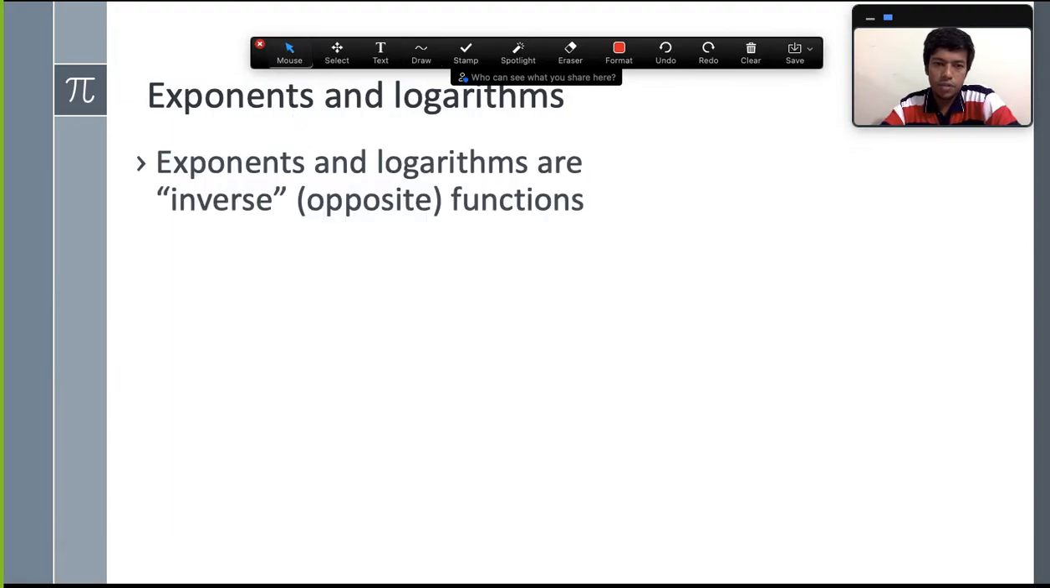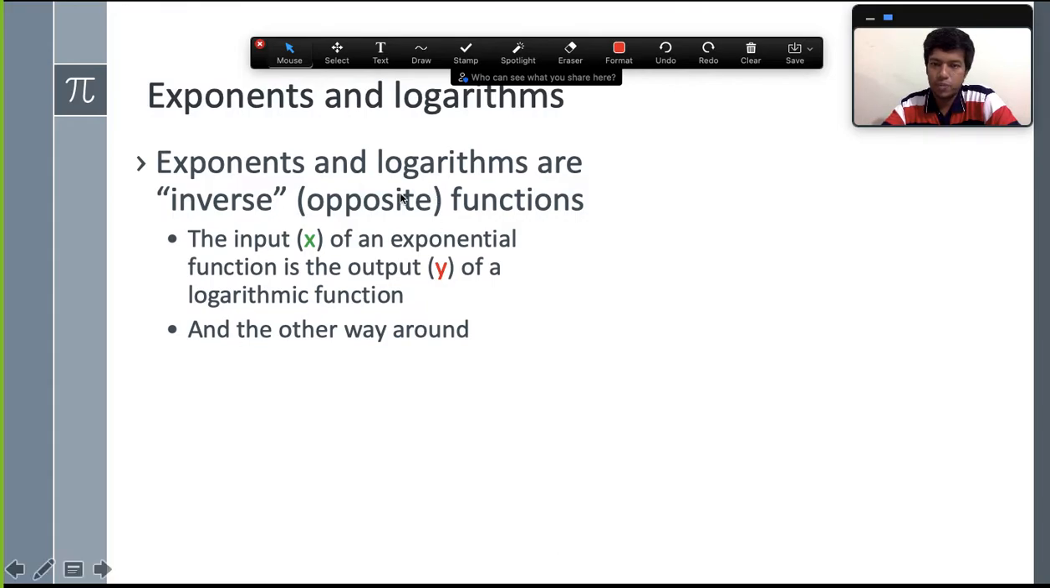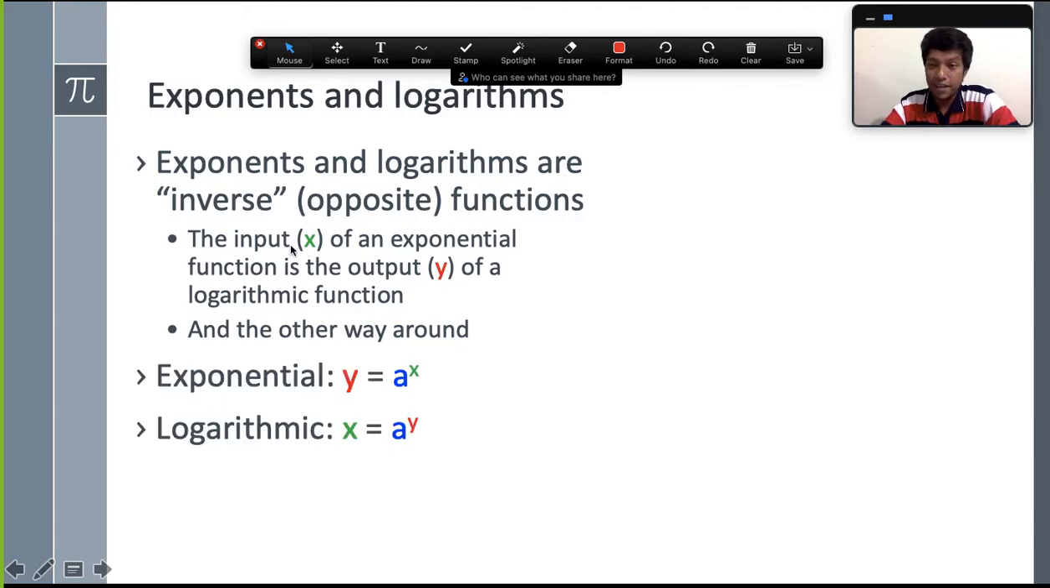So now let's look at how it happens. Exponential and logarithm are just like inverse functions, and that is the reason why I discussed inverse functions in between. When you have some exponential function y equals a to the power x, the logarithm should be something like, instead of y it should be x, instead of x it should be y now, because they are inverse of each other.